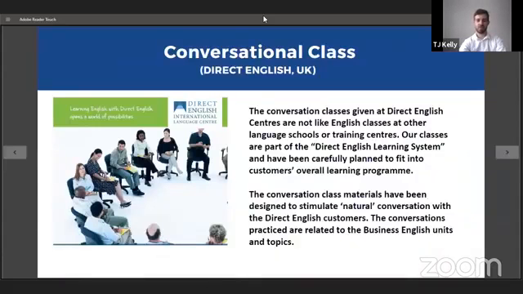I just want to talk as well about another class we're running, the conversational class. This is something else that Direct English are running that isn't the same as other English language or training centers. This class has been carefully planned to fit in with the customer's overall learning program and suits the business English or Direct English courses very well. The conversation class materials have been designed to stimulate natural conversation among participants and are related to business English units and topics in this case.